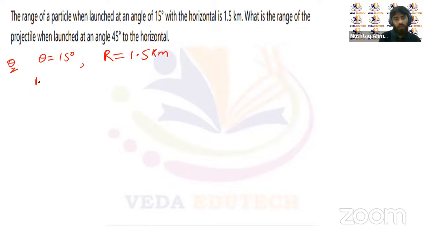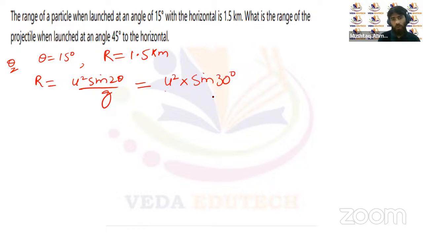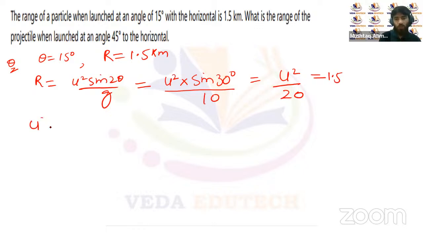And we know that range is equal to u square sine 2 theta over g. It means that we do not know the value of u. Theta is 15 degrees, so 2 theta will be 30 degrees, upon 10. Sine 30 is 1 over 2, so it will be u square upon 20, that's equal to 1.5. So it means that u square will be equal to 20 into 1.5, which is 30.